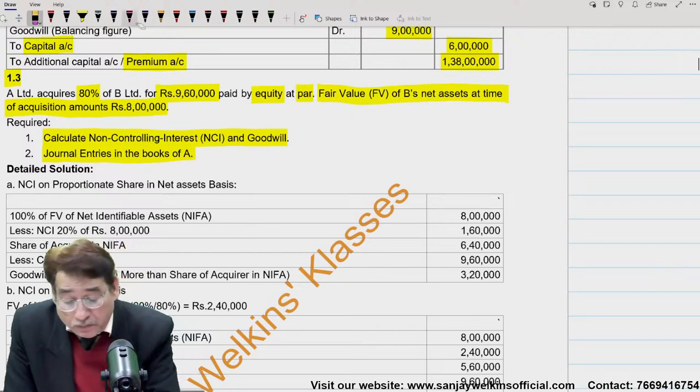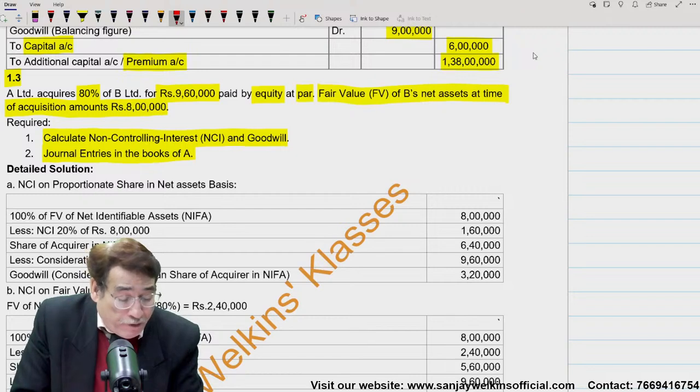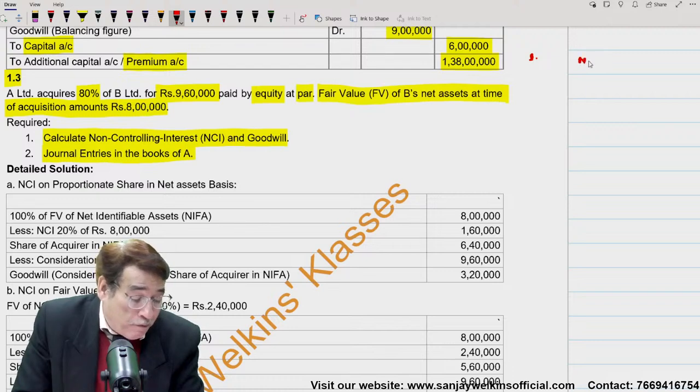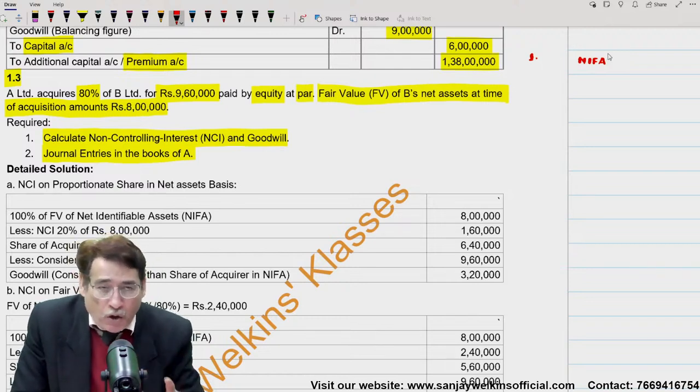Okay. A little bit of space I have created. Now my first point to you: what is the amount of NIFA? Whenever we say NIFA, it means net identifiable assets of the acquiree company on the date of acquisition at fair value. It is clearly given in the question: 8 lakh.